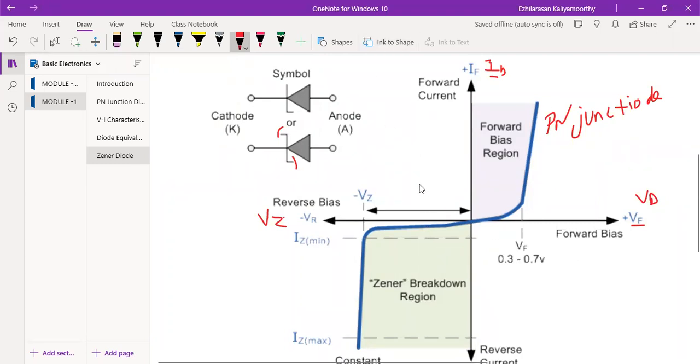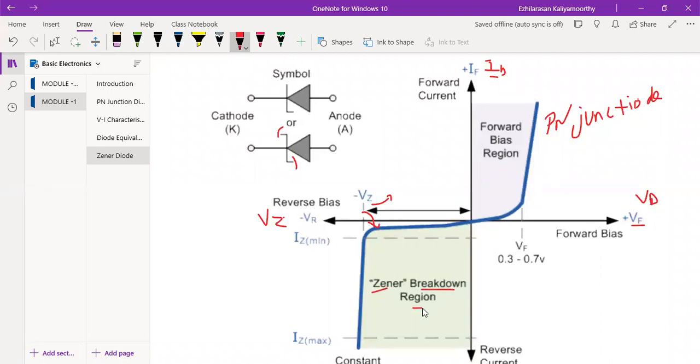the maximum circuit value. And once achieved, this is the reverse saturation current. See this point, right? This is nothing but a breakdown, actually. And we can call this the Zener breakdown. That is why here we have given Zener breakdown.